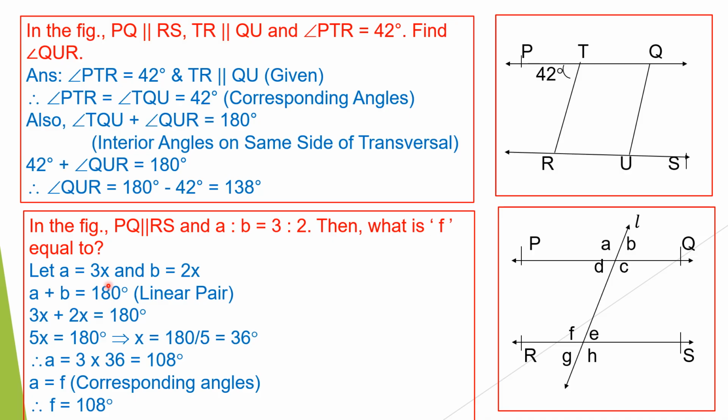So A equal to 3x and B equal to 2x, and A plus B equal to 180 degrees, linear pair. So 3x plus 2x is 180 degrees, 5x equal to 180, x equal to 180 upon 5, 36 degrees. Now A will be 3 into 36, 108 degrees, and A and F are corresponding angles. Therefore F is also equal to 108 degrees.